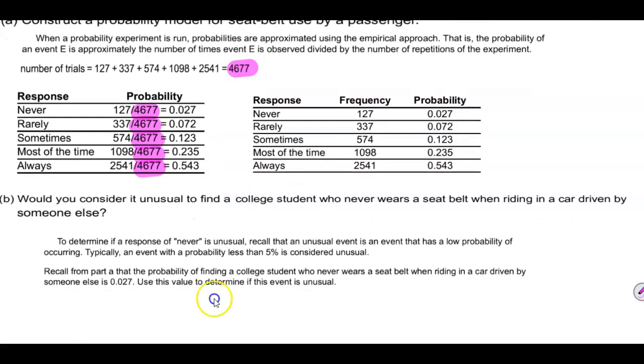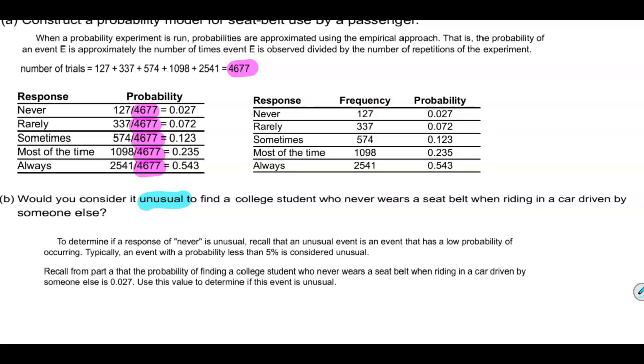Now the second part to this question says, would you consider it unusual to find a college student who never wears a seatbelt when riding in a car driven by someone else? Well, what's important here is to look at that word unusual, because it is defined as something with a definition that is stated. So we need to know what that unusual means.